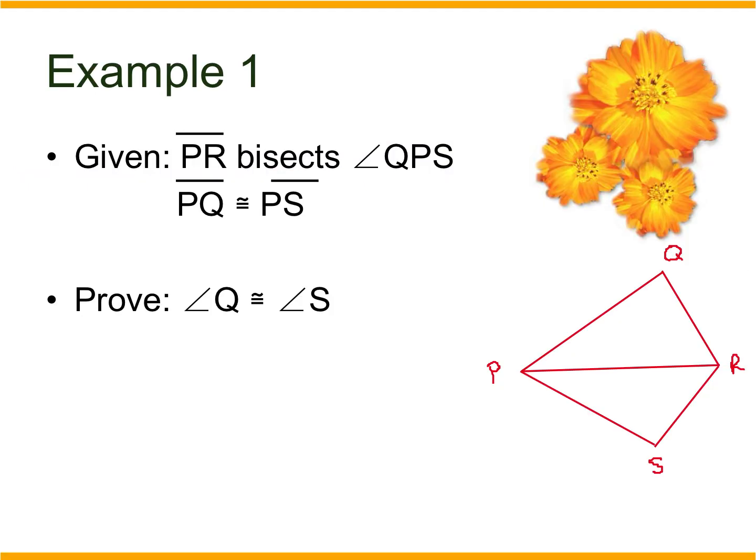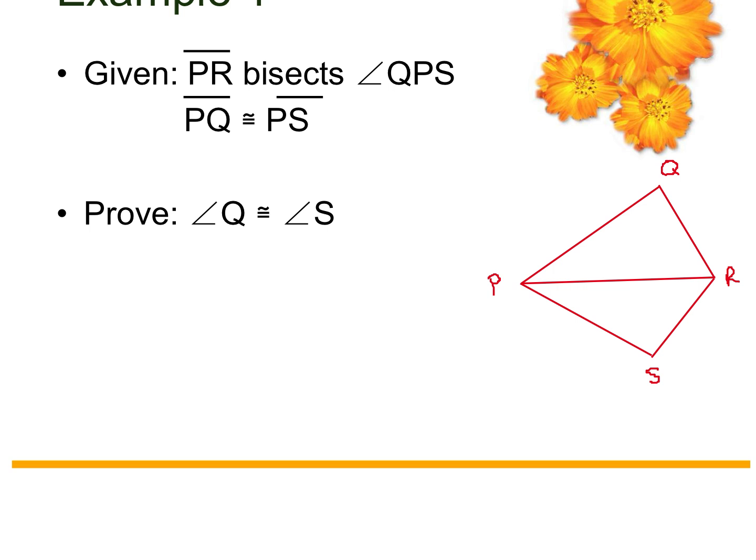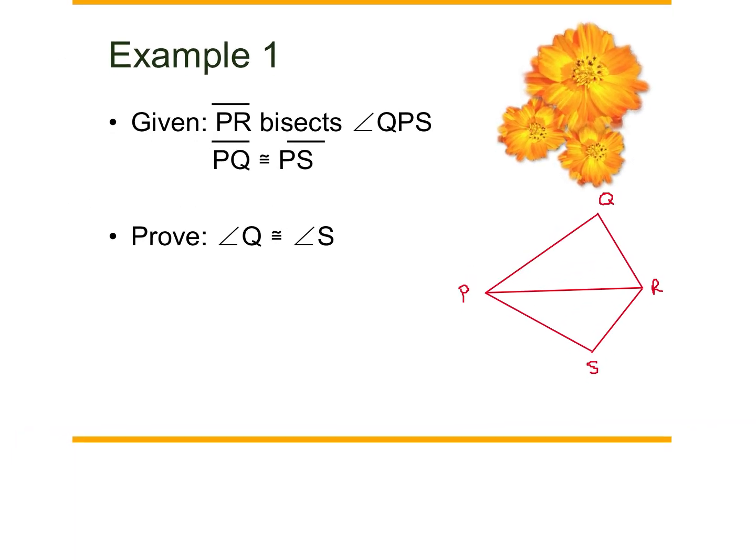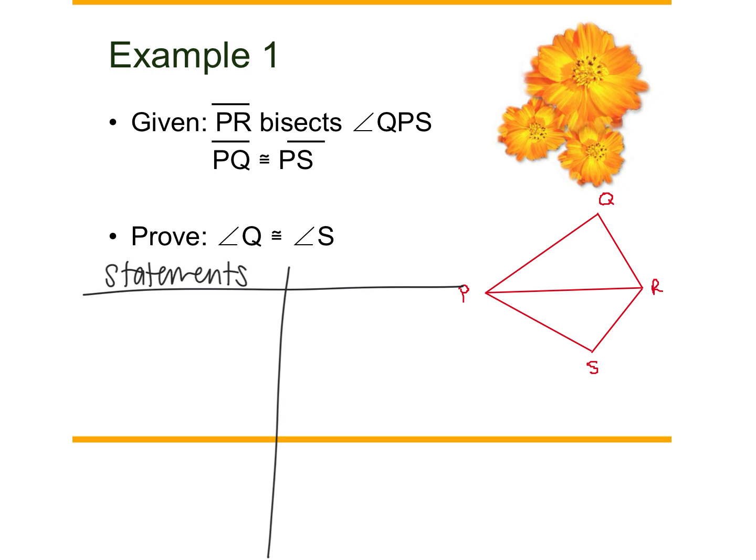So looking at example number 1, go ahead and go to example number 1. We're going to go ahead and do a proof here. So looking at this, go ahead and make your 2-column proof. We're still using those. I have my statements and my reasons.